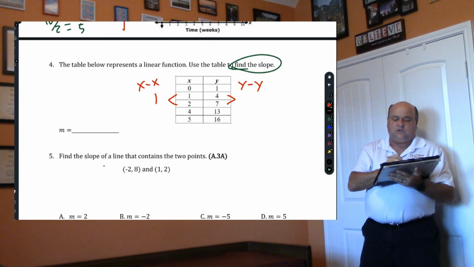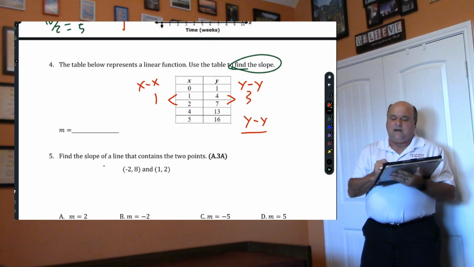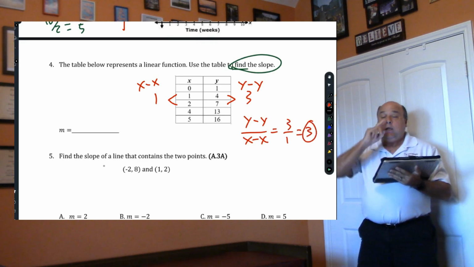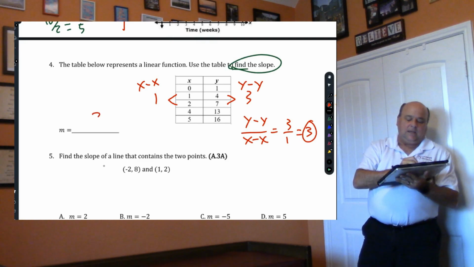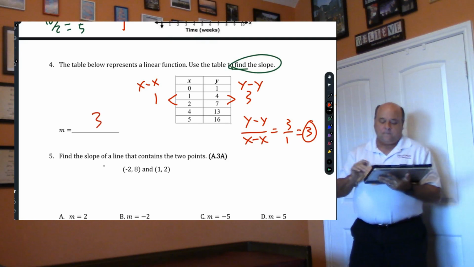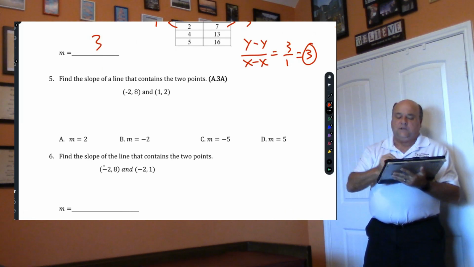So from here to here is 1, and from here to here is 3. So if I make my y minus y over x minus x, I would get 3 over 1, which is 3. If you put that table into the calculator, the m is going to end up being 3. Let's go to number 5. Same thing. A lot of slope on this problem.